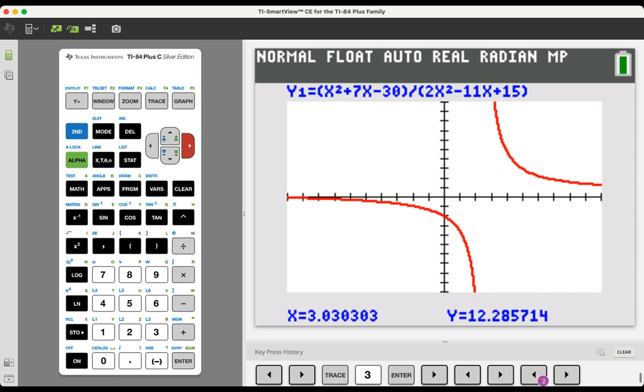Something else must be happening, and that's our relationship where we have our hole, or what's sometimes referred to as a removable discontinuity. You need to be careful when it comes to those restricted values, and that's the purpose of this lesson, identifying when each one will occur given the nature of the function you are graphing.